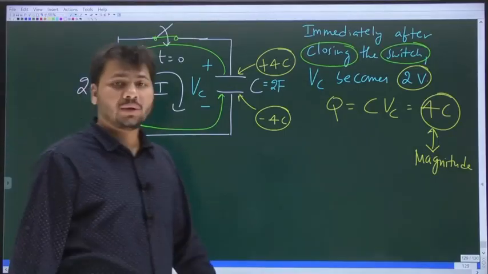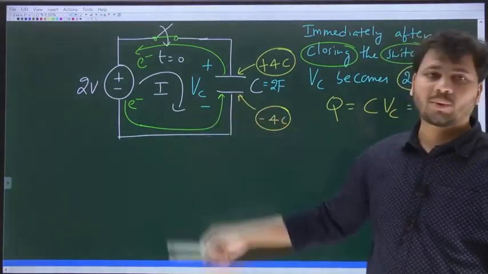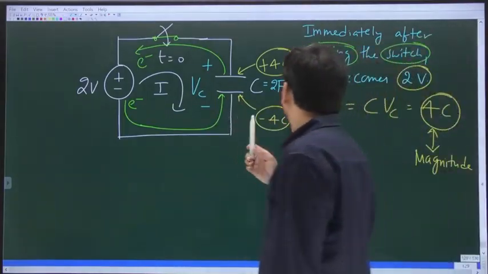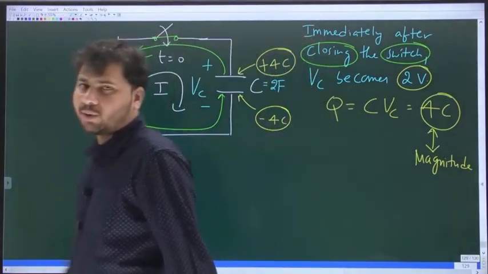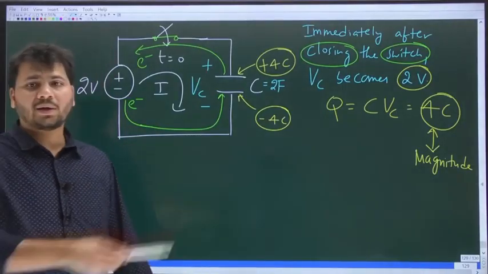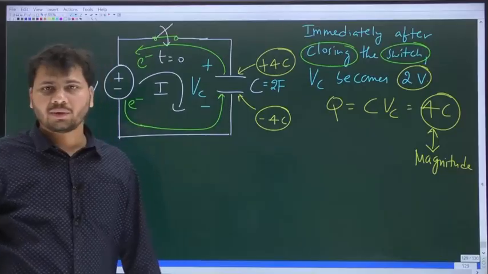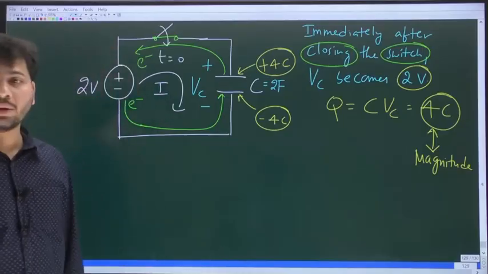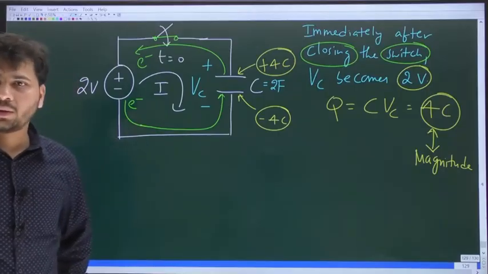Understood, right? This is how the cap will eventually get charged to 2 volts. I should have said 2. The cap is getting charged to 2 volts, which means the voltage across the cap is 2 volts. But because the capacitance value is 2 farad, the charge stored in the cap is 4 coulombs. Here electrons are flowing in the anti-clockwise direction, so the resulting current will flow in the clockwise direction. This is how any cap will go from one voltage to another voltage.